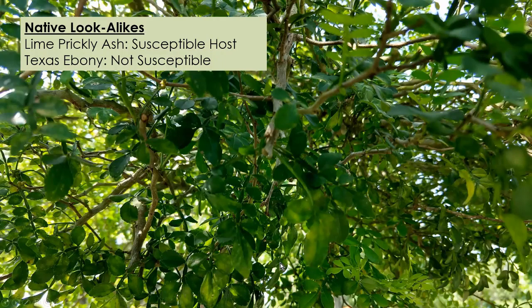This is a Texas ebony, so this is not a susceptible host, even though this looks an awful lot like citrus greening. Most notably, the yellowing is very irregular. Like, see how this side is very yellow and this side is still very green? One of the things that's a key marker of citrus greening is it's asymmetrical. There's some really wacky stuff going on with this Texas ebony.